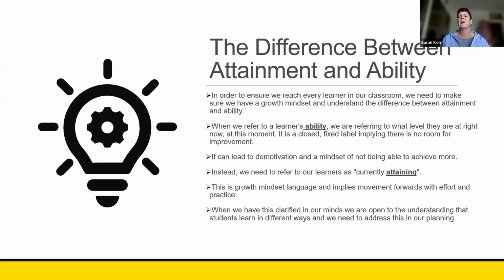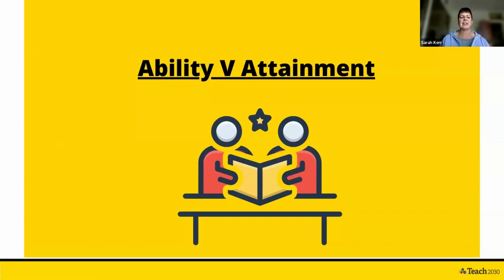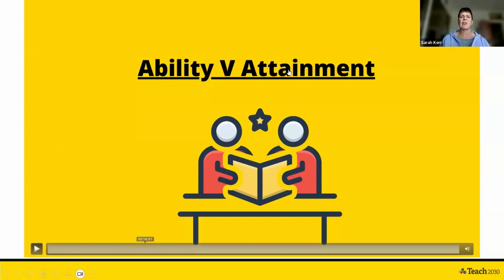We need to think about where they are at right now and how we can allow them and support them to move forward, to gain success. So I'm going to show you this video to remind us of some key points and key differences between ability and attainment. And we need to focus on this label, attainment, so we can support our students.